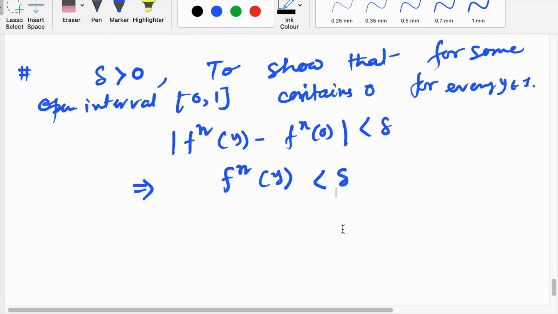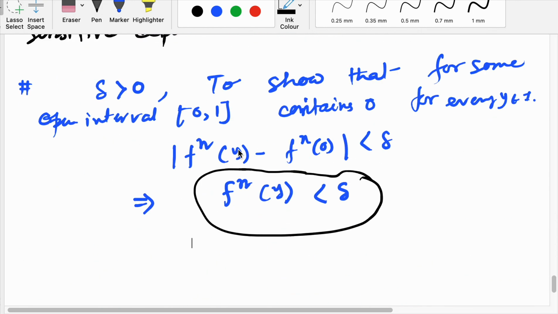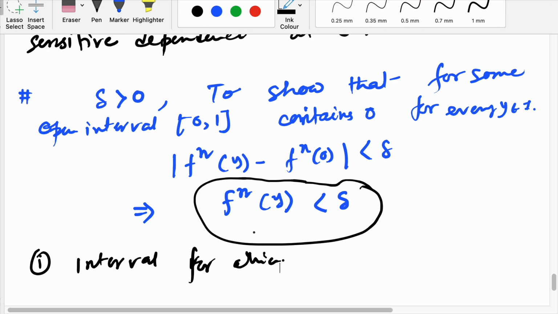So what do we have to find? Similar to the previous case, here we don't have to find the delta, because for all delta it has to be satisfied. We have to find an interval for which, for every y from that interval, the above condition is satisfied.